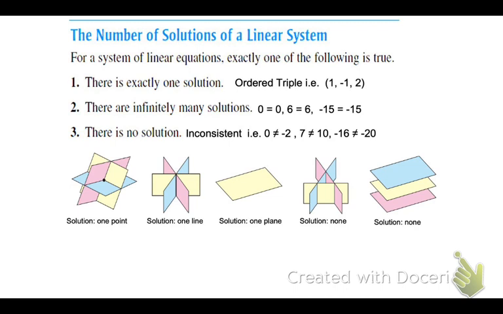Okay, so we have ordered triples. So that would be one unique solution. You can have infinitely many solutions, or you can have no solution. So just the pictures on the bottom, I don't know if you need to write them, but those are pictures of how they would look, because it is a three-dimensional plane because we have three variables. So the first picture shows them all intersecting at one point. So that one point is the solution. This solution is one line. Well, would one line be infinitely many? How many points are on a line?